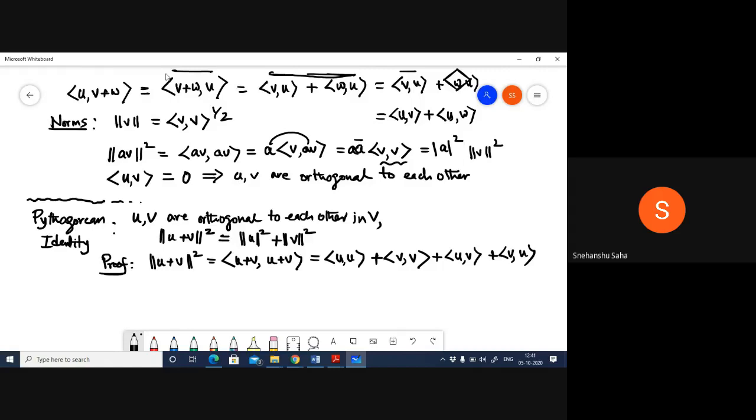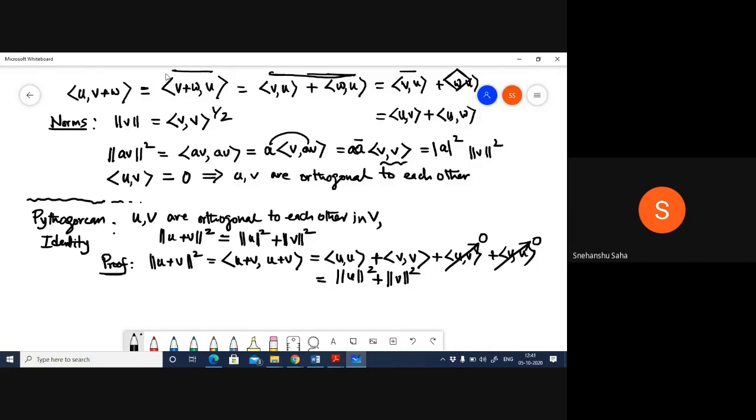We know that u and v are orthogonal to each other. So this has to be 0, and this has to be 0 as well. And so we are left with only these two quantities. And so therefore, this is norm of u square, and this is norm of v square. And so this is the Pythagorean.